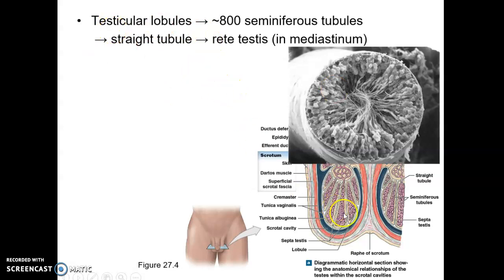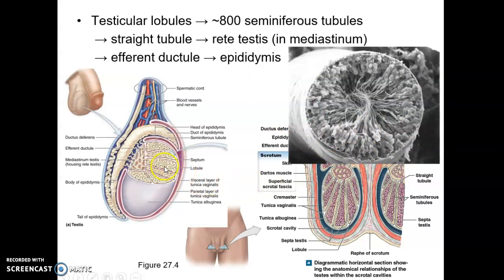So from the testicular lobules with the seminiferous tubules, that leads to what's called the straight tubule, relatively straight, relatively short here, that leads to the rete testis in what's referred to as the mediastinum. And from there, it leads to the efferent ductule, and then to the epididymis. So my picture here is covering that up a little bit.